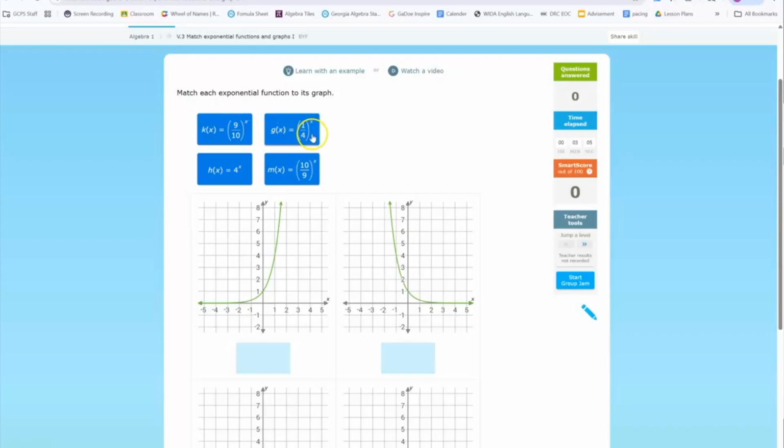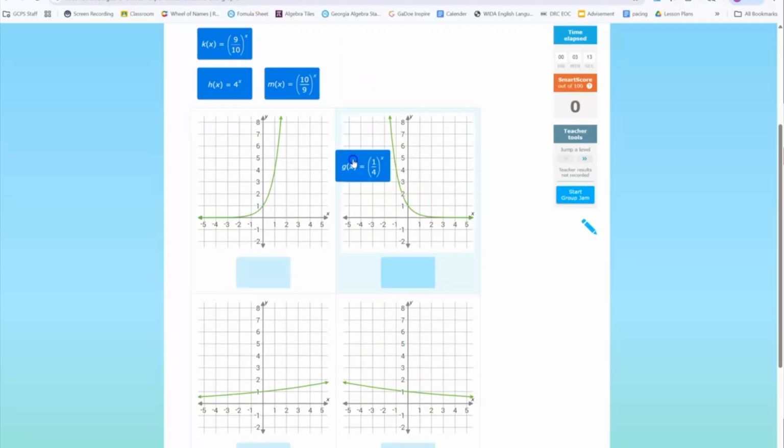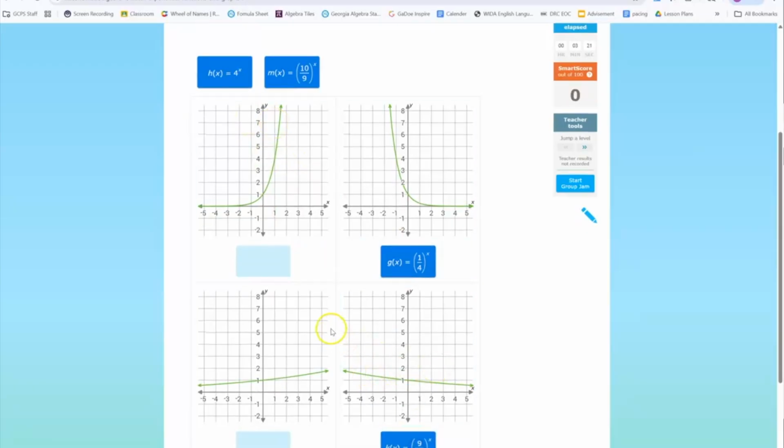This one is 0.25. So the smaller the fraction, the steeper the decay. So this one's a gradual decay, and here's a steep decay. So this one goes with that, which means the smaller the number, the steeper the decay, or closest to the y, and then the bigger the fraction, the more gradual it is.